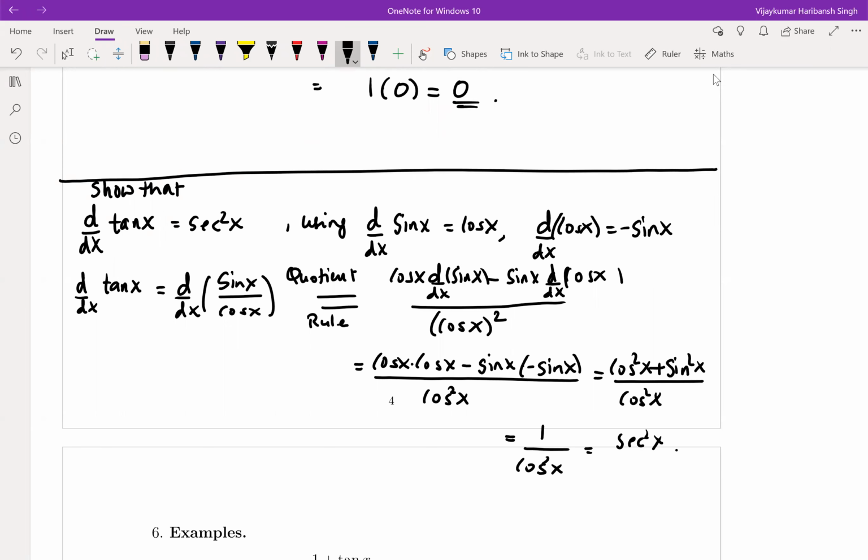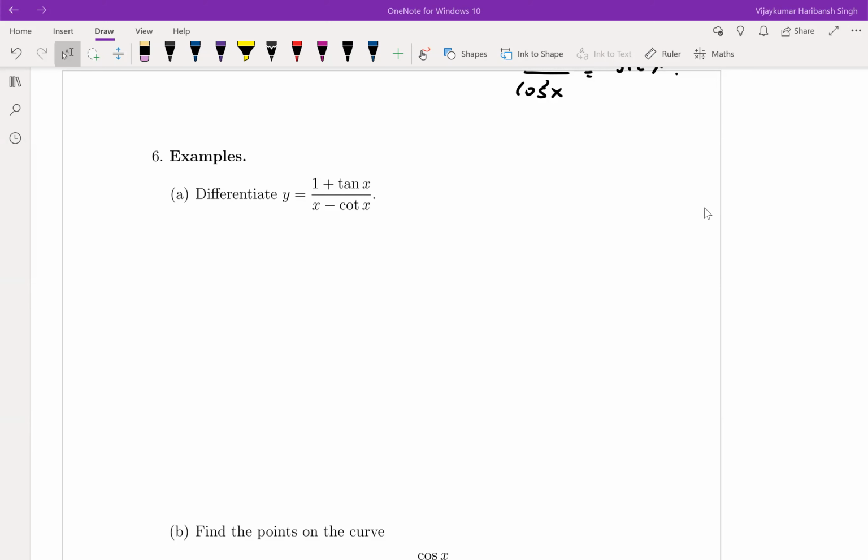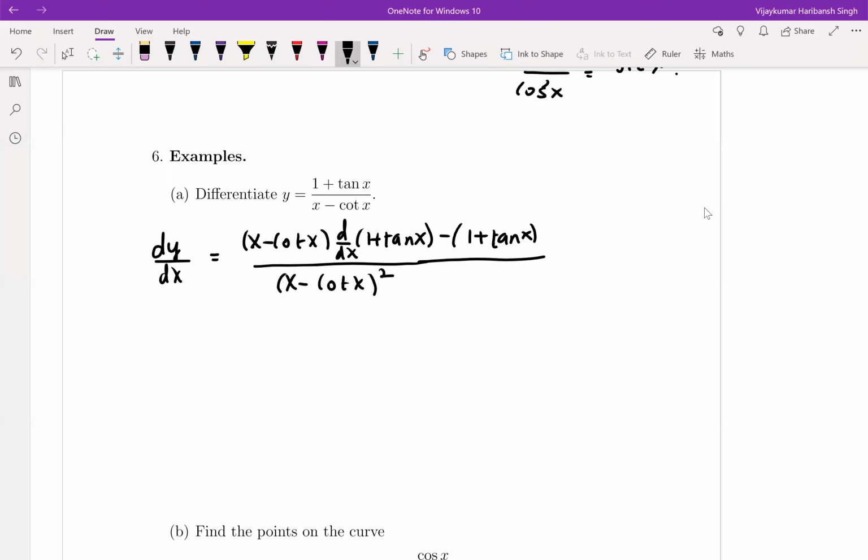So let's differentiate dy by dx, where y equals 1 plus tan x divided by x minus cot x. So how do we go about it? Take dy by dx, and you'll have to use the quotient rule. So x minus cot x the whole square times x minus cot x times d by dx of 1 plus tan x minus 1 plus tan x times d by dx of cot x.